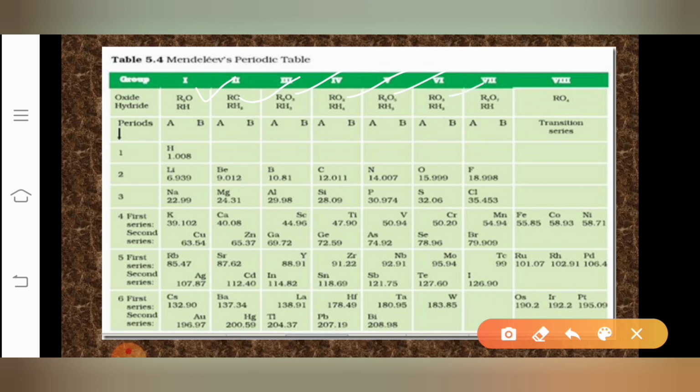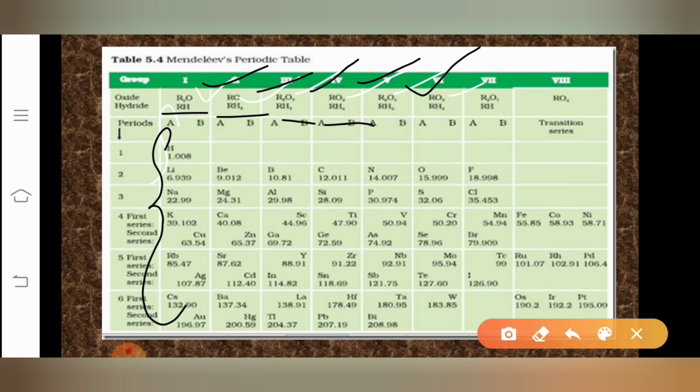R is considered to be an element which is found in this group. It may be any element which is found in this group. Okay, so these are considered to be the oxides: R2O, RO, R2O3, RO2, R2O5. And these are called hydrides: RH, RH2, RH3, RH4, RH5. So all these are considered to be the hydrides. So there were different hydrides and oxides he found. So based on these hydrides and oxides which he found, he clubbed the elements in the periodic table.